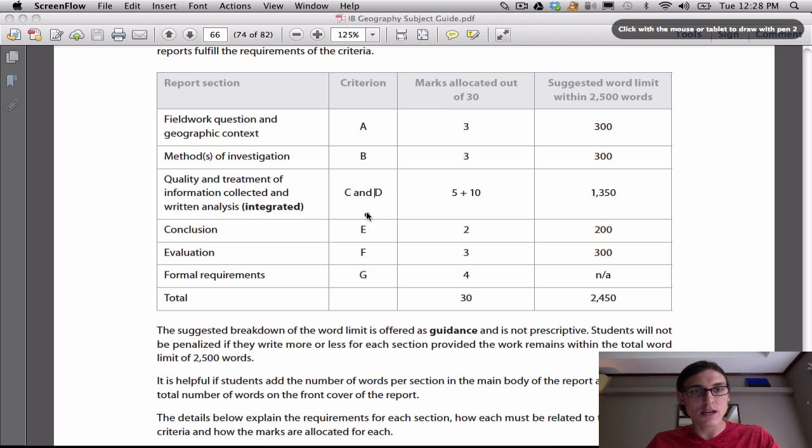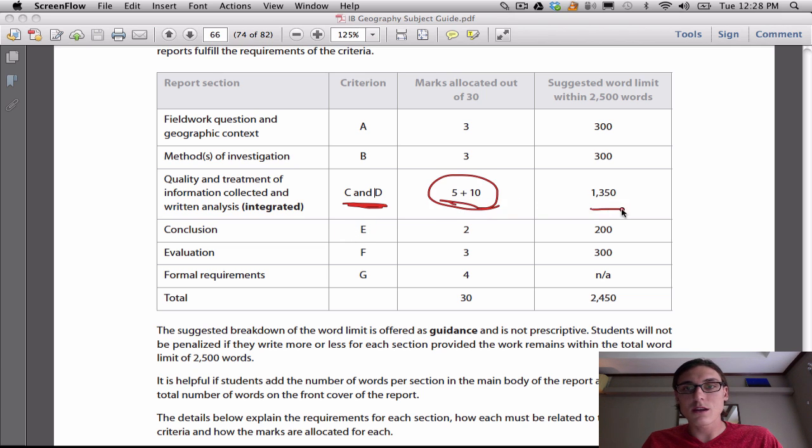Today I'm going to talk about parts C and D of your internal assessment. This is your quality and treatment of data collected and your written analysis, okay? This is 15 marks total, and it is recommended that you spend about 1,400 words on this section, okay? So this is the heaviest portion of your internal assessment. Students often find that this is the most difficult portion to write, but hopefully with this video, I'll make it much easier for you, okay?